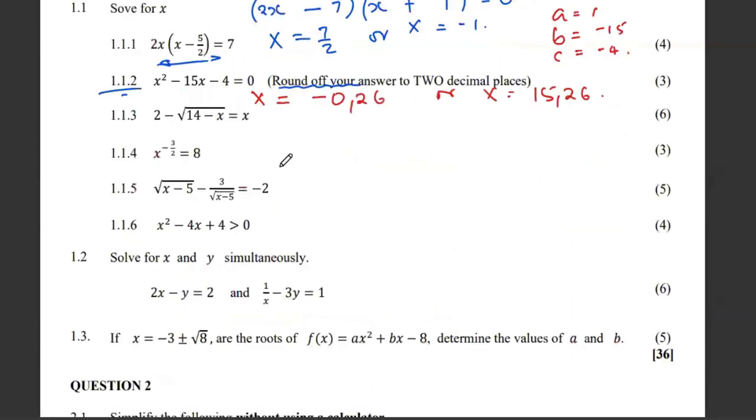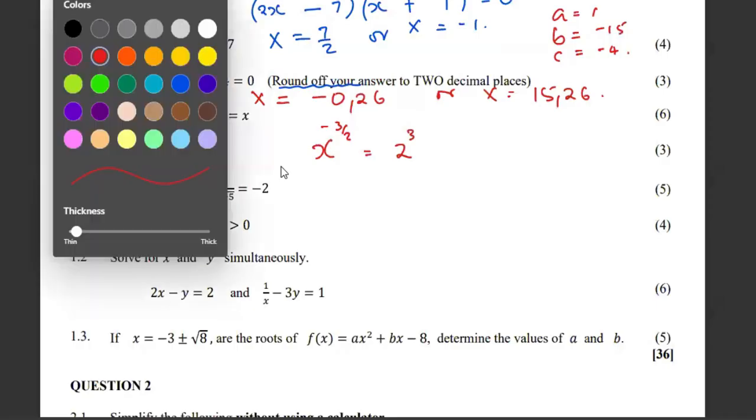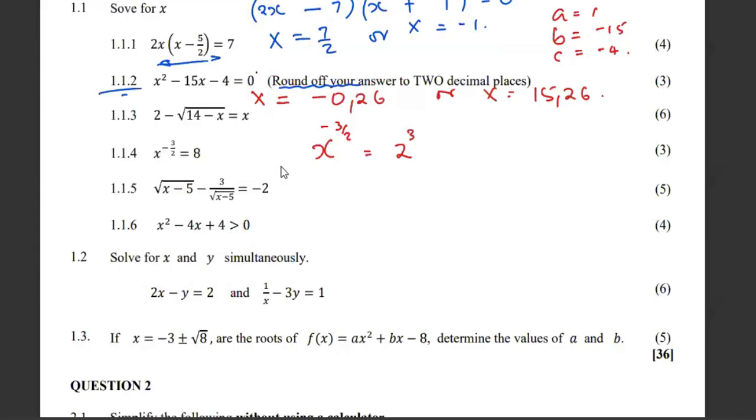Then 1.1.4. We need to get rid of this exponent. You can express this 8 as a base of 2. So it's going to be x to the negative 3 over 2 is equal to 2 to the exponent of 3. Now, when I'm eliminating that exponent, I'll use the reciprocal. So I'll multiply by negative 2 over 3 on both sides. So this becomes just 1x. And then we're going to have 2 to the exponent of negative 2, which becomes 1 over 4.